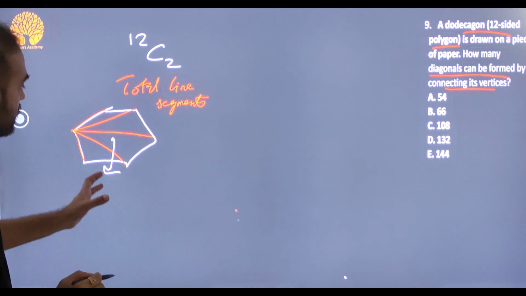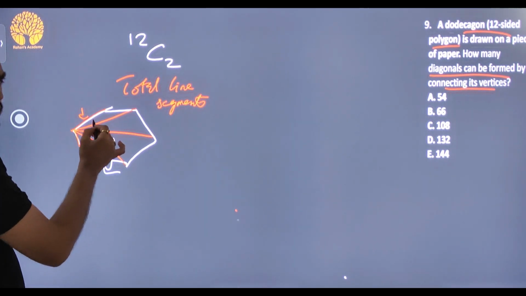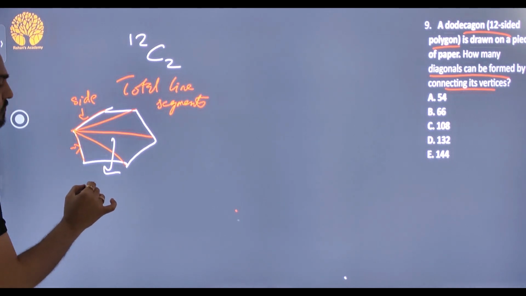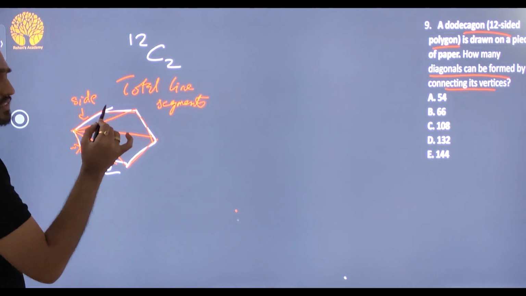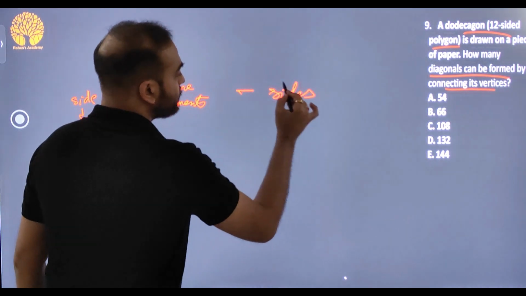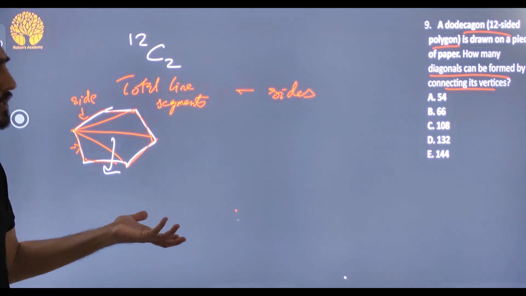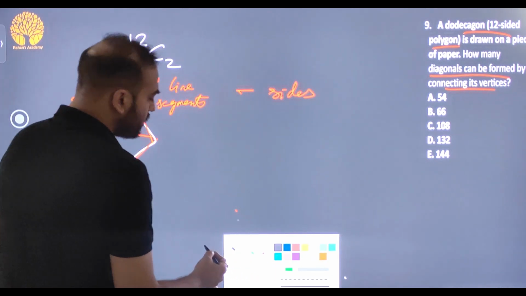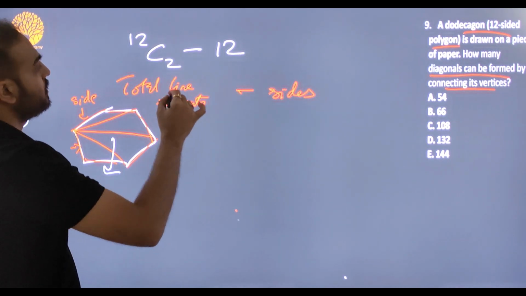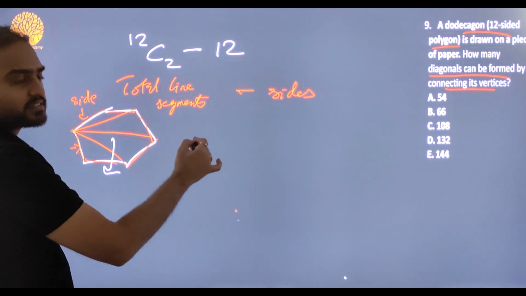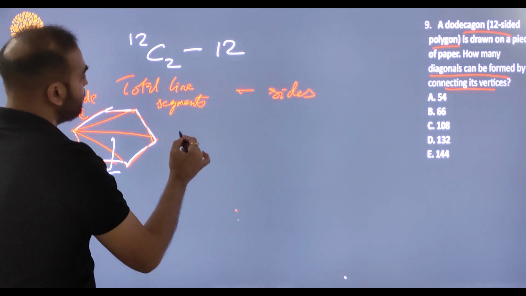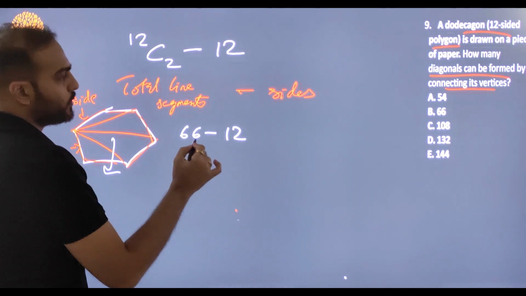However, this is not a diagonal. This is a side of the polygon. Similarly, this is also not a diagonal, it's a side of the polygon. So all these corners are sides. From all possibilities, I need to subtract the sides. The rest will automatically become my diagonals. If it is a 6-sided figure, there are 6 sides. If it is a 12-sided figure, there are going to be 12 sides. That is why the number of diagonals is total line segments minus the number of sides. Total line segments are 12C2. In this case, that becomes 66 minus 12.